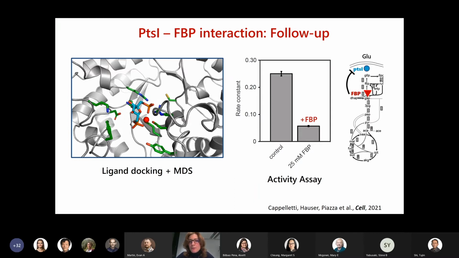confirming that indeed Fbp inhibits the activity of PTSI. And this interaction actually makes a lot of biological sense because, as I told you, Fbp is produced here. It's an intermediate of glycolysis. So when glycolysis runs full power, a lot of Fbp is produced. So it makes sense that the cell might want to stop the further internalization of glucose to prevent accumulation of glycolytic intermediates. And this is the last experiment I wanted to show you.